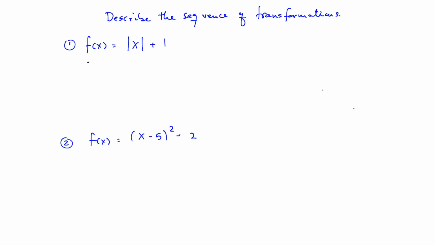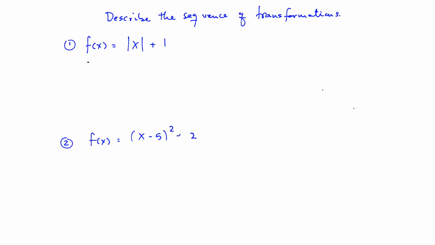Okay, so in today's class, we're going to look at functions that have already been transformed, and our job is to discuss or describe the sequence of transformations that happened to arrive at that function. So let's look at question one. The way we're going to do this is that we're always going to tackle this from what the parent function is so that we can do the sequence of transformations to arrive at what f of x is.